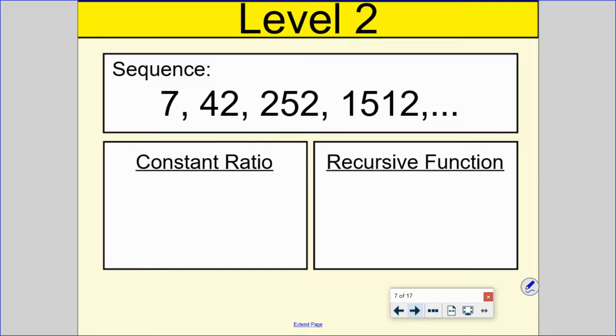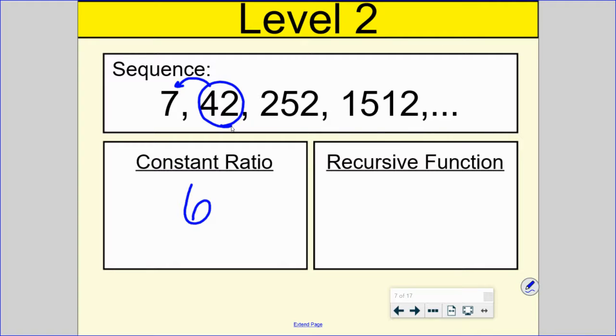All right, here we have a new sequence: 7, 42, 252. This is a geometric sequence. These numbers are getting bigger fast, so we know that we are going to be multiplying. What number am I going to multiply 7 by to get 42? If you have bigger numbers or your brain is not remembering your times tables, you can always take the second number in the sequence and divide it by the first number. So 42 divided by 7 is 6, and 6 is our constant ratio.